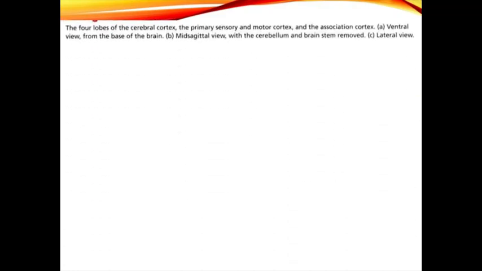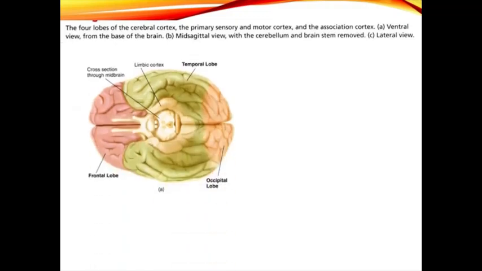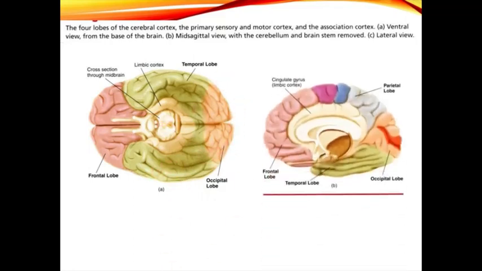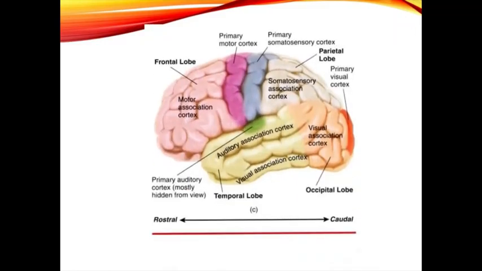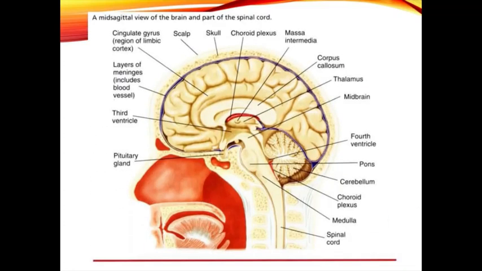Okay, yung lobes, familiar na kayo dyan. Frontal lobe, no? Temporal lobe, occipital lobe, yung parietal lobe yung nasa tuktok. Okay? Familiar na kayo dyan. Kung makita dito, may direction, rostral, caudal. Ayan. Mid-sagittal view of the brain part and the spinal cord. Ayan. And now, we will go to the next part which is called the limbic system.